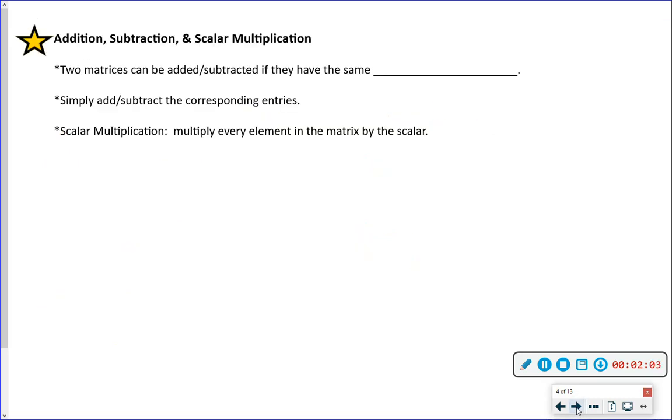Addition and subtraction. You can add or subtract them. They have to have the same dimensions or size, whatever you want to put. Because if they're not the same size, you won't have corresponding entries. You can't match them up. You can't match a 2 by 2 up with a 3 by 3. You'll be missing some numbers. So they have to be the same size to add or subtract. If they're not, you just say not possible. Easy enough.